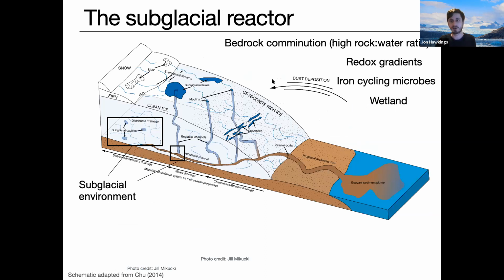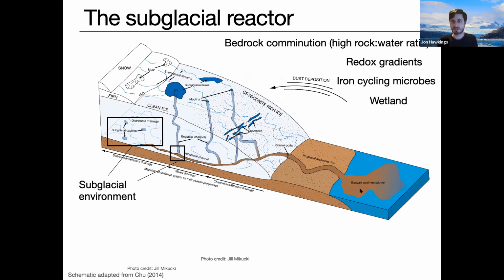In the subglacial environment, where you have very high rock-water ratios, you have bedrock comminution, as Martin has been talking about, and as Mark has been talking about, redox gradients. Parts of the bed are probably anoxic. This is really great for generating high concentrations of iron because iron doesn't like oxygen. A really diverse array of iron cycling microbes.